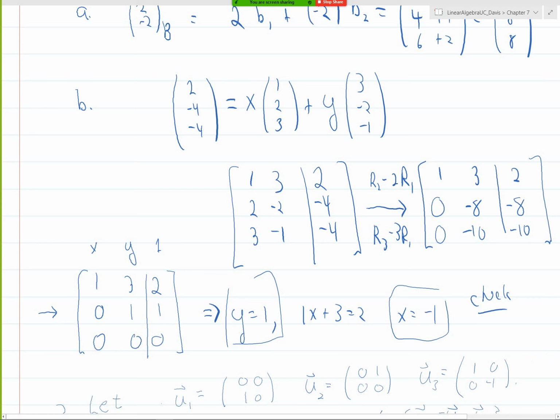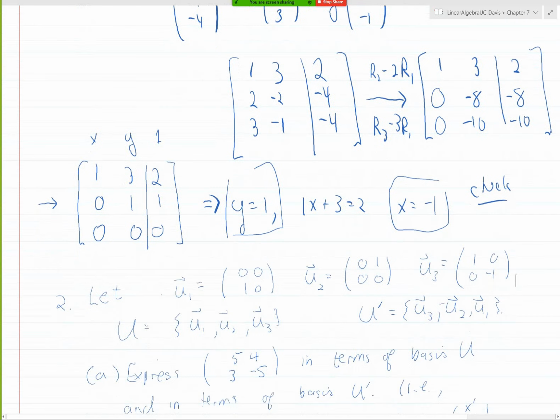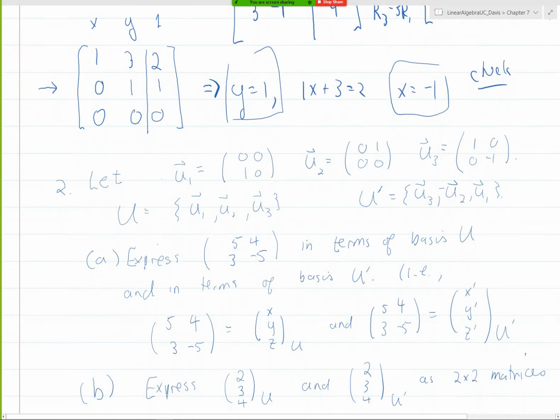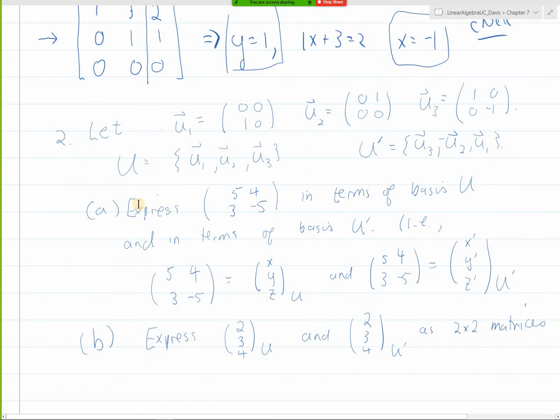All right, let's look at this next problem. I think this one's fairly simple, but it's also a conceptual thing. So this is the next problem. Number 2, let U1 equal 0, 0, 1, 0. Now, this is a matrix, but as we've been emphasizing, matrices are also vectors. So here's one vector, here's another vector, here's another vector. Three vectors. And U is the set of these 3 vectors. And U prime is also a set of 3 vectors, but I'm negating the second vector.